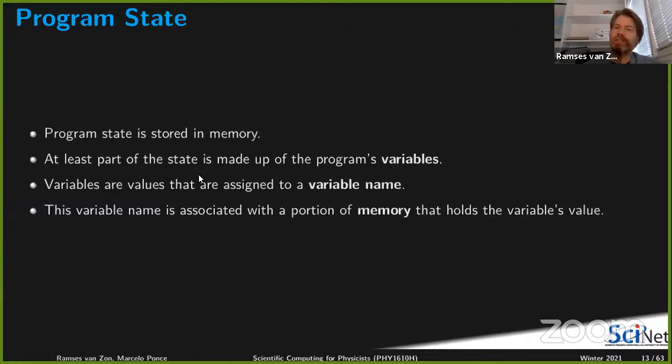And so the state can change and the variables can change. But this variable in the end is stored somewhere in memory, and that holds the variable's value. Okay, so oftentimes we can just think of program state as the variables that the program has and what it does with them, or to them.